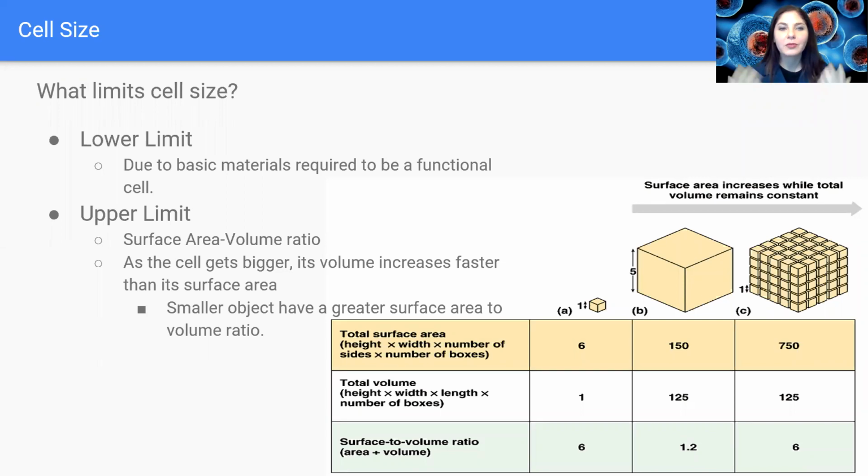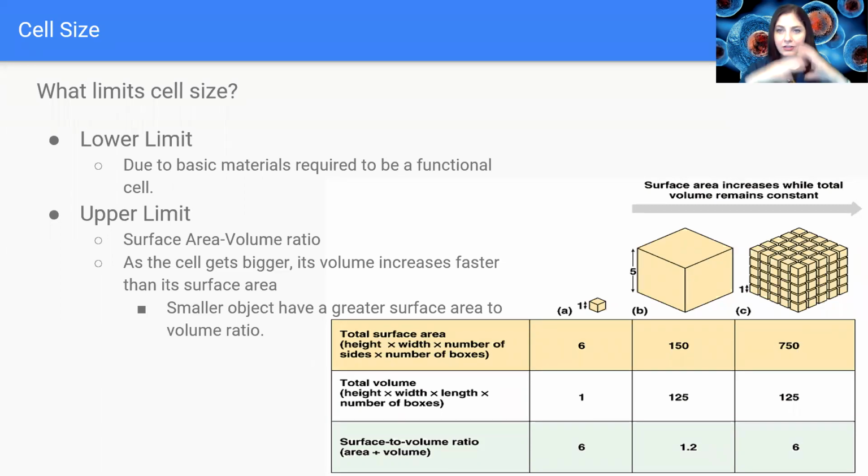So again, we have those limits to cell size. We have the lower limit and the upper limit. That lower limit is due to the basic materials that are required to be a functional cell. And that upper limit is basically put in check or regulated by the surface area to volume ratio. Now, the higher the surface area to volume ratio is, the better the exchange of materials and the faster those cells can actually exchange the materials.